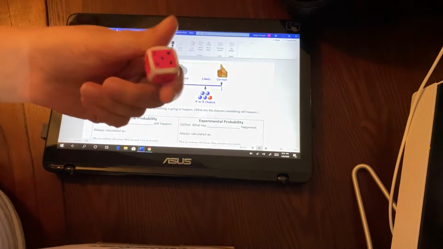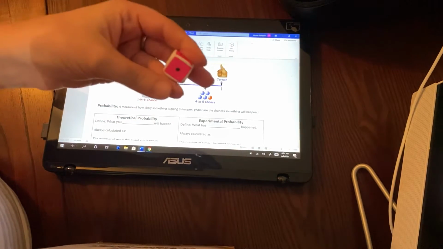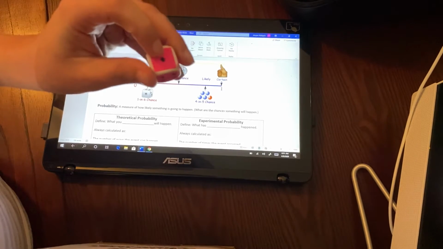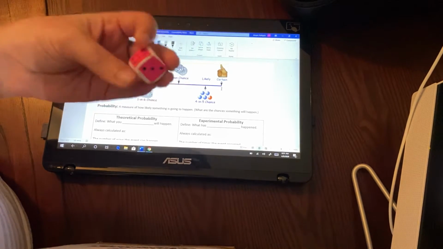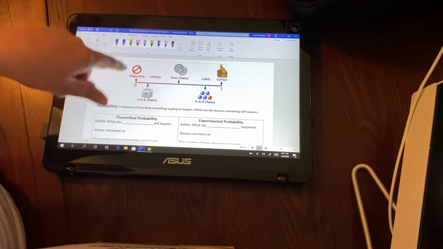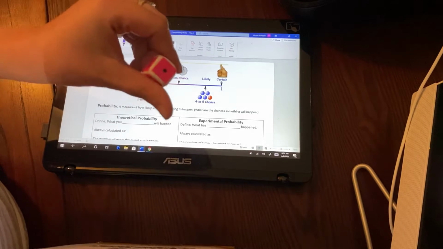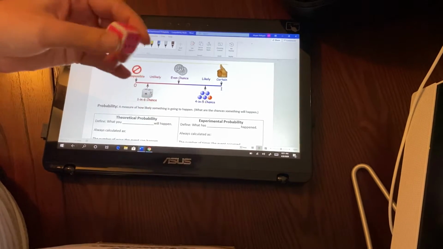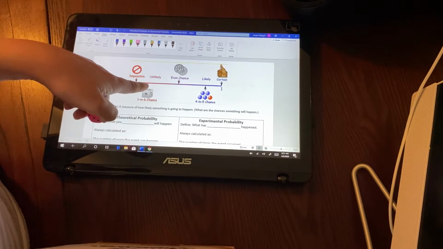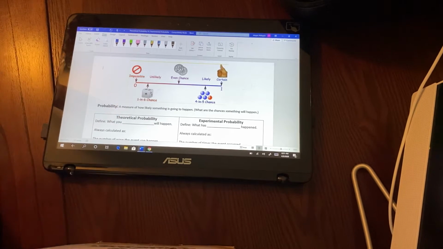What is the chance that I might roll a 1? Well, there's 1 out of a total of 6. And so there's a 1 out of 6 chance that I am going to roll a 1. So that is unlikely. Okay? It's not a very good chance.